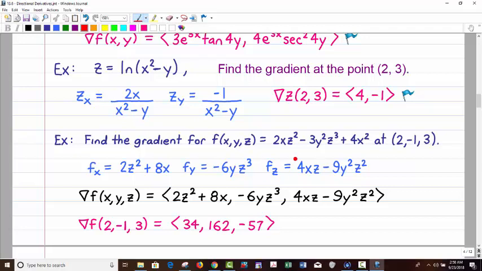And then the z partial: the last term doesn't have a z, but the first two do. So z squared would be 2z, so it makes it 4xz, and then z cubed would be 3z squared, so 3 times that 3 with a negative there makes that negative 9y squared z squared. So there's the gradient written in component form as a vector, and then it's asking this at 2, negative 1, and 3. I'm not going to go through the steps here, but just plug in 2 for x, negative 1 for y, and 3 for z, and you should come up with a vector of 34, 62, negative 57.